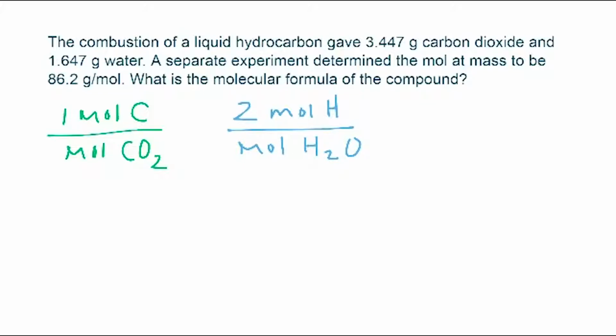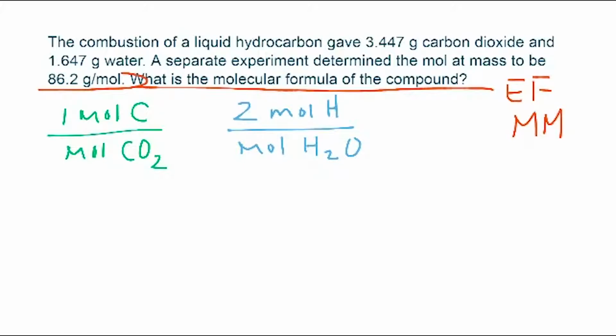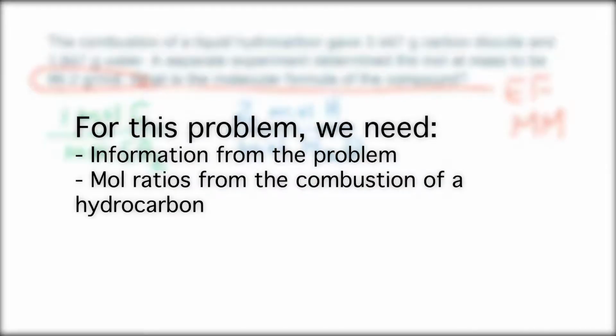So let's turn our attention to what we're actually being asked for in the question. We see that the question is asking us for the molecular formula of this unknown hydrocarbon. We know from previous units that we can get the molecular formula of a compound provided we have its empirical formula and its molar mass. We also see that the molar mass was determined in a separate experiment and is given in the problem. So we're going to use the information in the problem and our mole ratios from the combustion of a hydrocarbon in order to determine how many moles of carbon and how many moles of hydrogen are in the unknown compound.